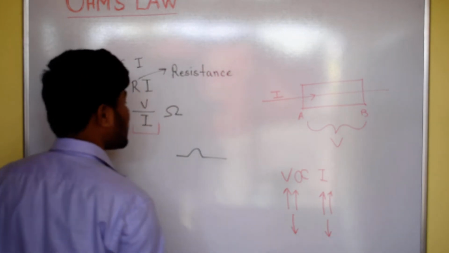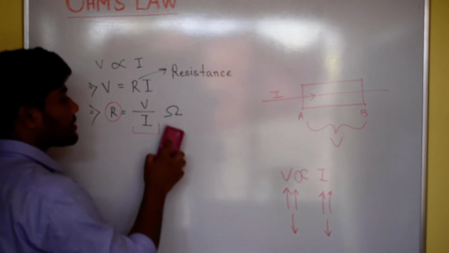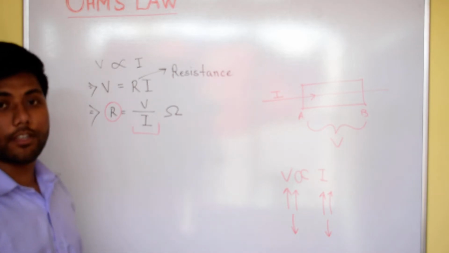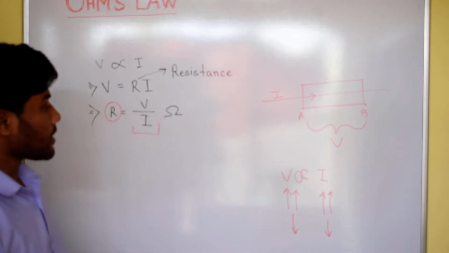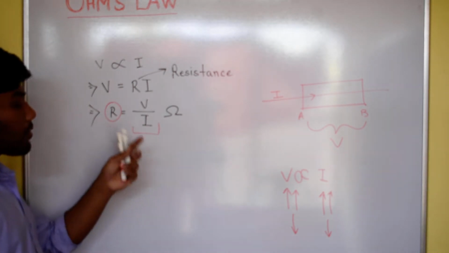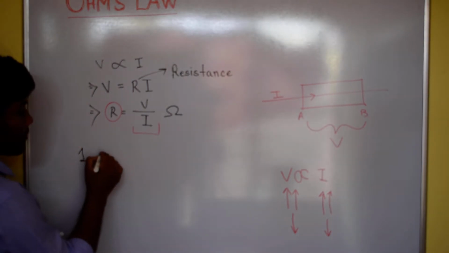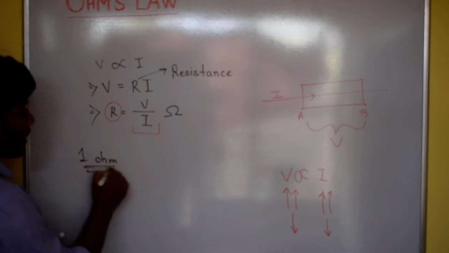It is very easy to remember the symbol for unit of resistance which is the ohm. Now what is 1 ohm? Now the question may come, what is 1 ohm?